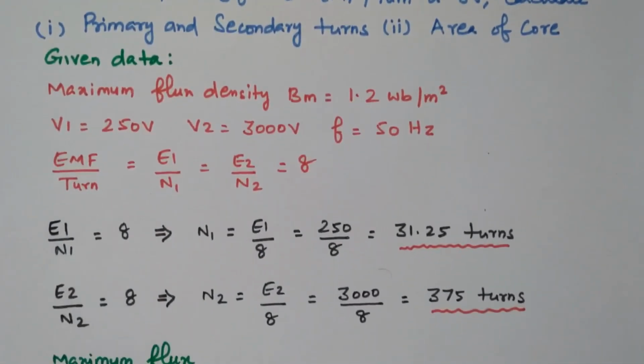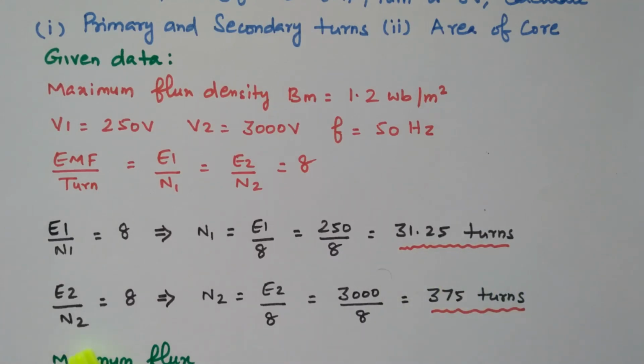From the EMF per turn, E1 by N1 equals 8. So, from that we can write N1 equal to E1 by 8. E1 is already given, 250 volt. So, 250 divided by 8 is 31.25 turns. So, the primary turns is 31.25. By rounding off you can take it as 31 or 32 turns.